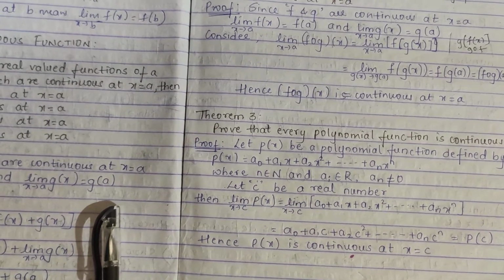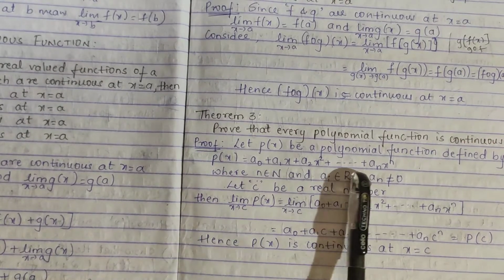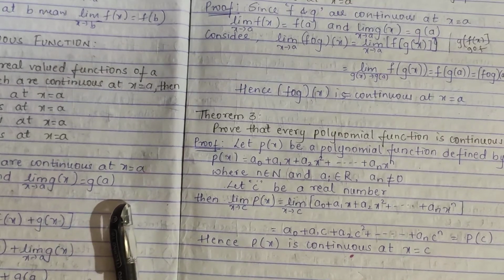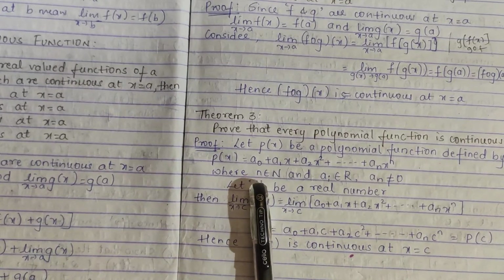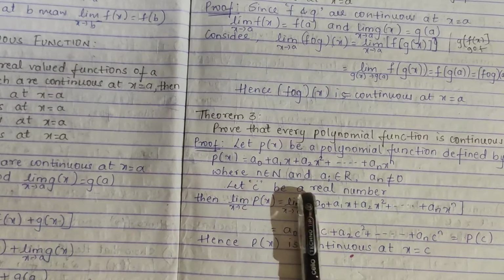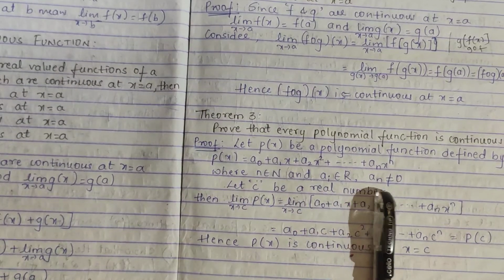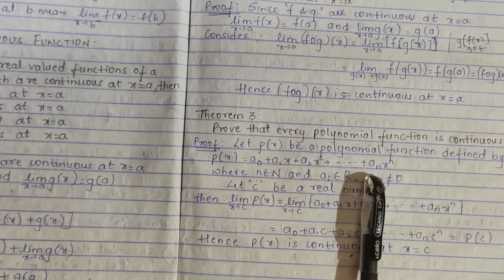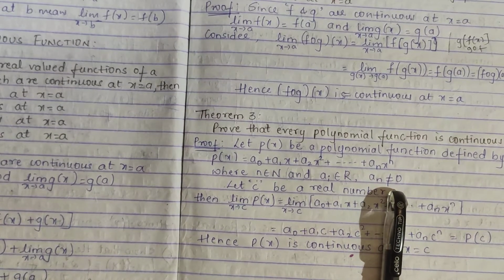You have a monomial, binomial, trinomial. So if we have terms till the nth term, or more than 3, we call it a polynomial. Where n belongs to the natural numbers and ai belongs to the real numbers, where an is not equal to 0. If an is 0, this last term will be 0, right? So an is strictly not equal to 0.